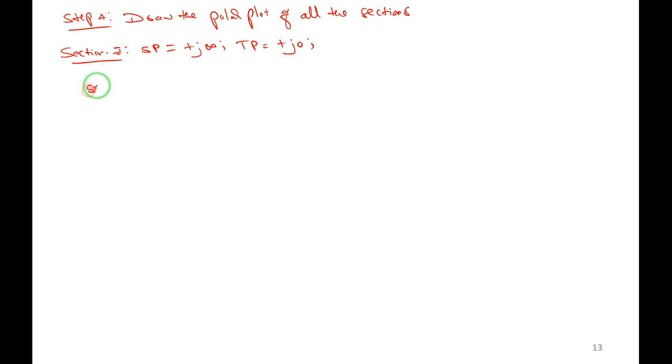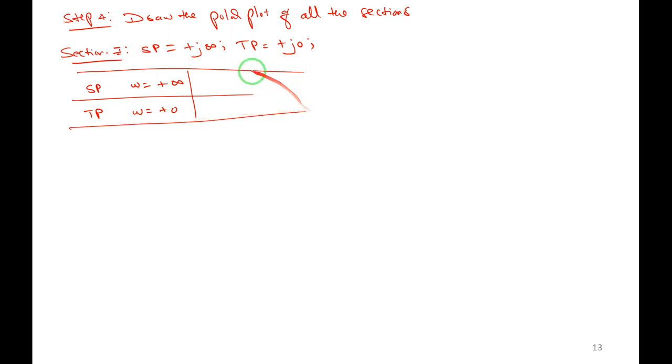So let me make a table. Starting point, terminating point. Starting point, what is the frequency? What is omega? Starting point plus j omega, omega equal to plus infinity. And terminating point plus j omega, omega equal to plus 0. Right? This is the frequency. Okay, before making this table, I should get the magnitude and phase equations, right? So let me complete this table later.